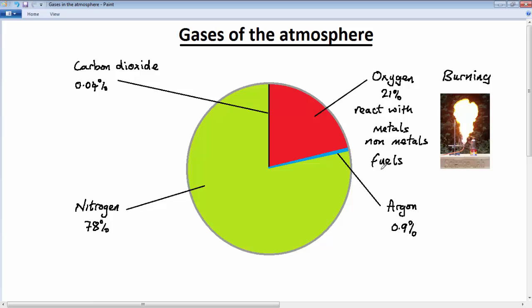So the chemical energy in the petrol that you supply to your car will not be released without oxygen. Likewise, the chemical energy stored in natural gas that you use in your cooker is released when methane reacts with oxygen. The light that is produced by a candle, well, the chemical energy in that candle is released when wax reacts with oxygen in the air around it. So oxygen is a very important gas for us.